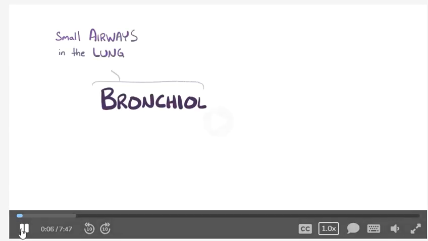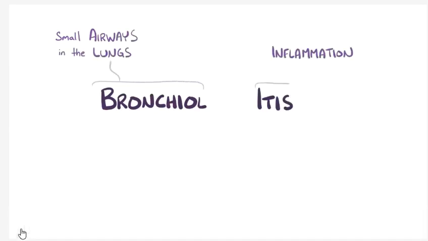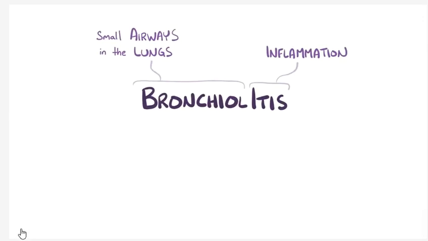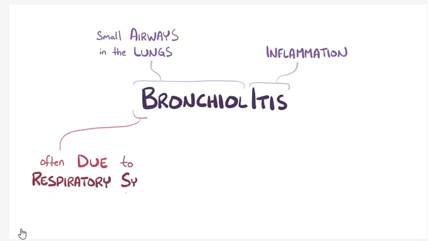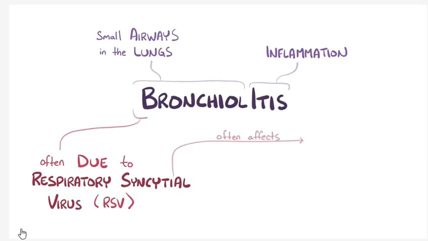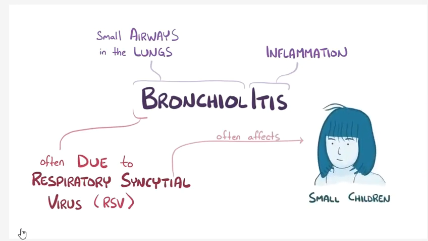small airways of the lungs, and itis means inflammation. So bronchiolitis is inflammation of the small airways in the lungs. It most often is caused by infection from the respiratory syncytial virus, or RSV. It mostly affects young children, causing illness in nearly every child at some point in their life.